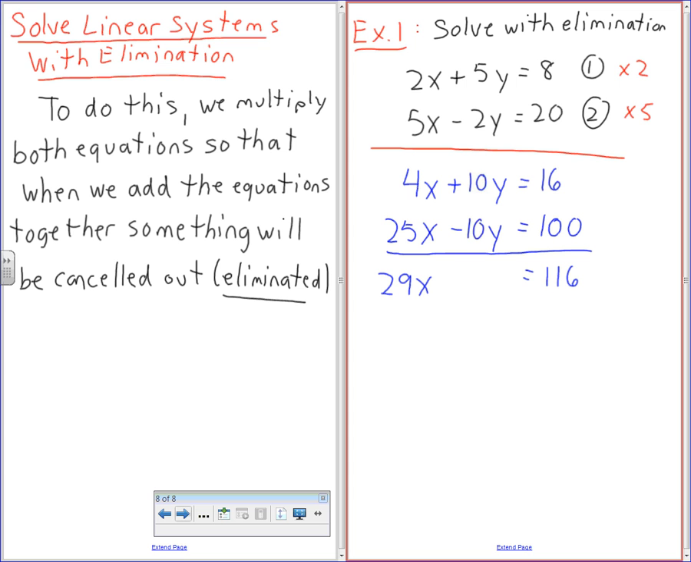Now, if you take a look now, y has been eliminated. That's why this is called elimination. Okay, and in one step, with no fractions, I've gotten rid of y. Okay, how do I solve for x?